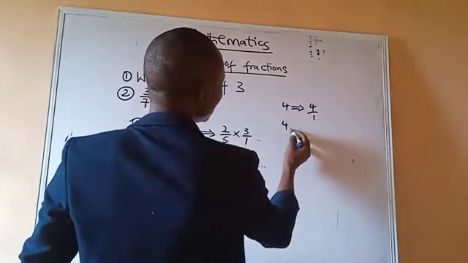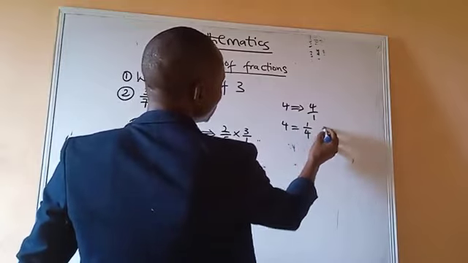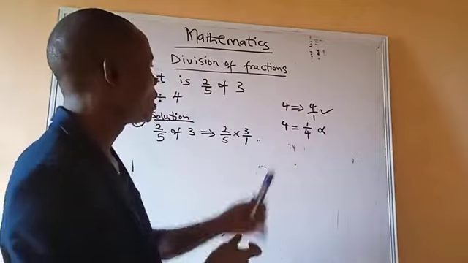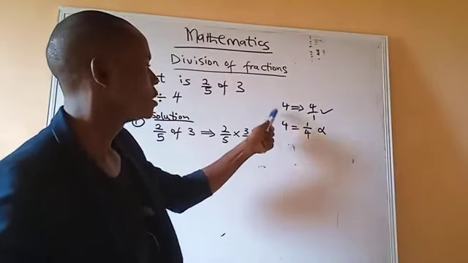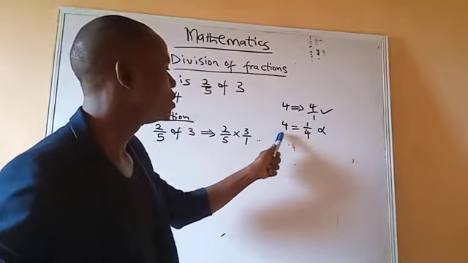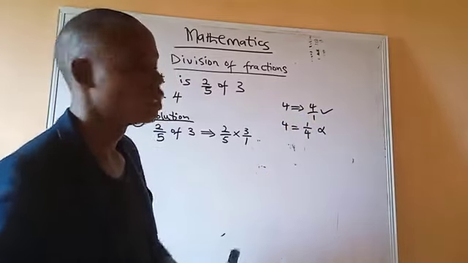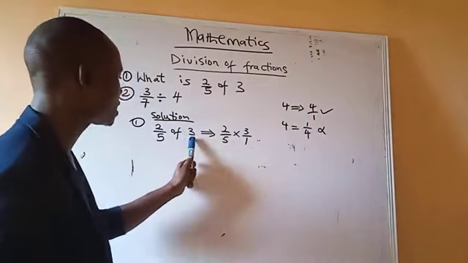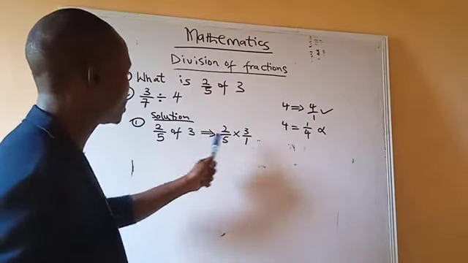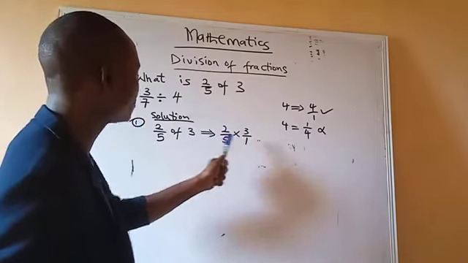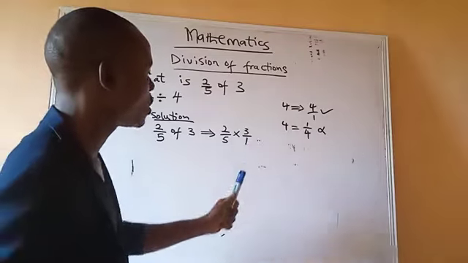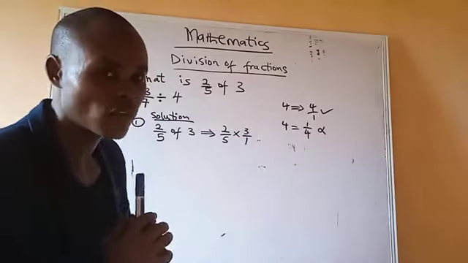Don't tell me that 4 is equal to 1/4. No, this is wrong, but this one is correct. Do you understand? This is wrong, this is correct. Because 4 is standing alone, it's over 1; it's not 1/4. So that's exactly what we did here. Because 3 is standing alone, we say 2/5 of 3, that's to say 2/5 times 3/1, because any number standing alone is over 1.